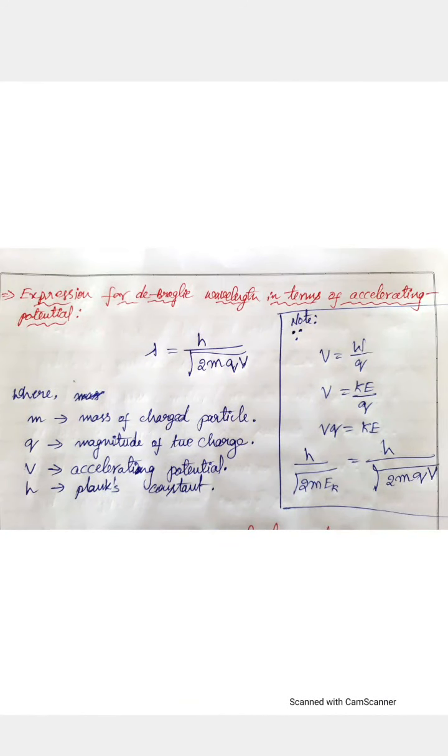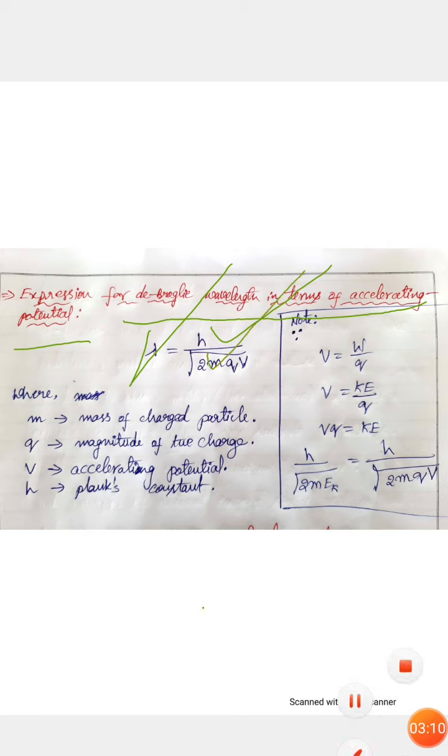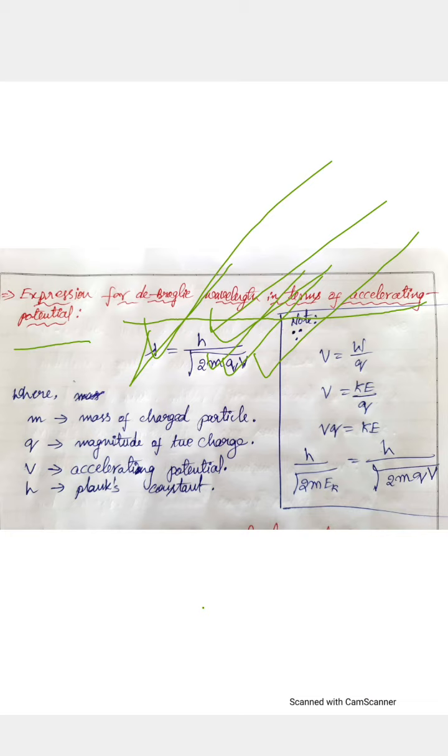Next equation is the de Broglie wavelength in terms of the accelerating potential. When they have given the accelerating potential or the potential difference, if you want to calculate the de Broglie wavelength, we have to use this equation. Lambda equals h divided by square root of 2m qV, where m is the mass of the particle, q is the charge on the particle, V is the accelerating potential, h is Planck's constant, and lambda is the de Broglie wavelength. Here the potential difference V equals work done divided by charge. In place of work done, we have substituted the kinetic energy. From this we got kinetic energy equals V into q.